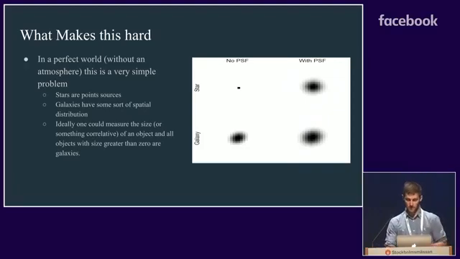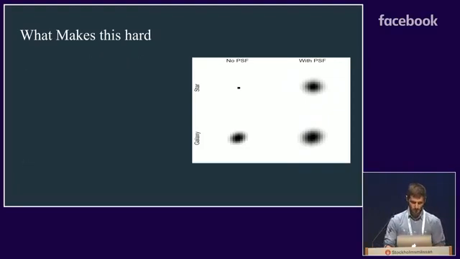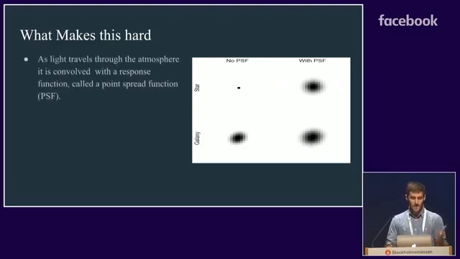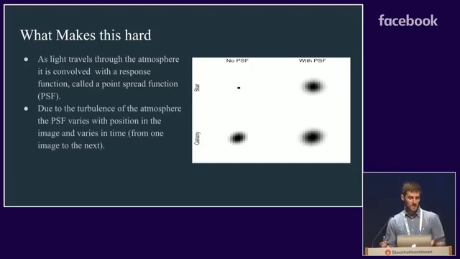So what happens when you add in an atmosphere? Well, as light travels through the atmosphere, it's convolved with a response function. This is called a point spread function. Just for today's talk, it's a little more complicated than this, but you can think of it as just convolving the incoming light with a Gaussian. And then due to the turbulence of the atmosphere, the PSF varies with position, so from one place in the focal plane to another, and it also varies with time.